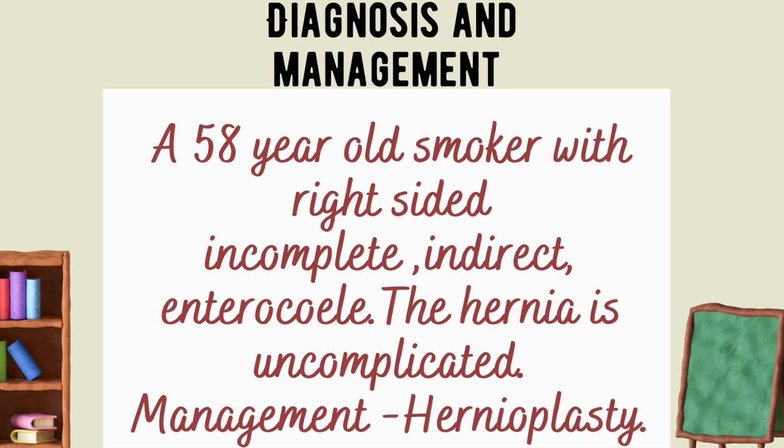Now diagnosis. So what will you write? A 58-year-old smoker with right-sided, incomplete, indirect inguinal hernia. It is on the right side, incomplete, because that swelling was only till the root of the scrotum, not till below. That is why it is incomplete. It is indirect. We have already seen it is enterocele because bowel sounds were heard, and it is uncomplicated because there are no problems like constipation, vomiting and so on. So it is uncomplicated, and management is hernioplasty.